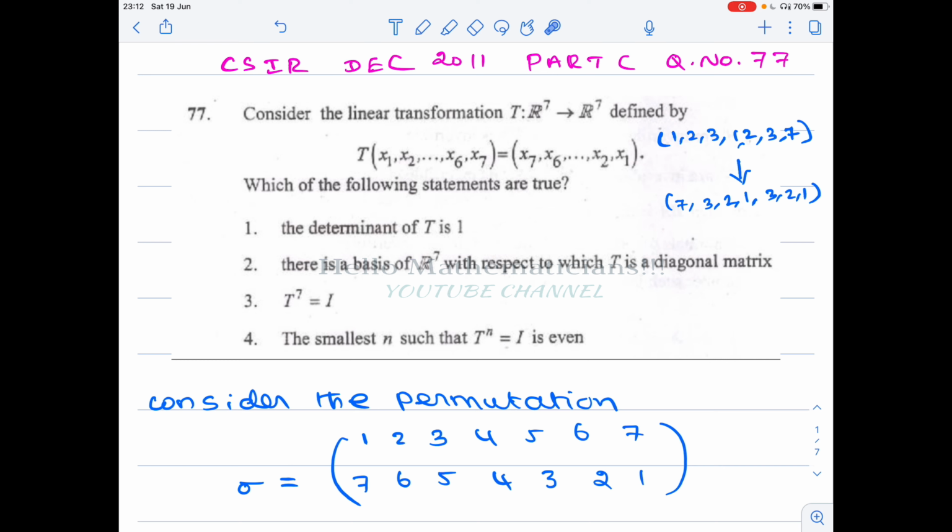Our idea is to relate this linear transformation with the permutation matrices. In our previous videos, we have done a detailed study on permutation matrices. Permutation matrices are a very important concept for any CSIR, NBHM, GATE, all these exams. Now we use the results and discussions from those videos to eliminate the options given in this problem.